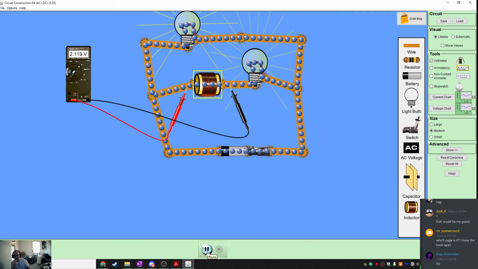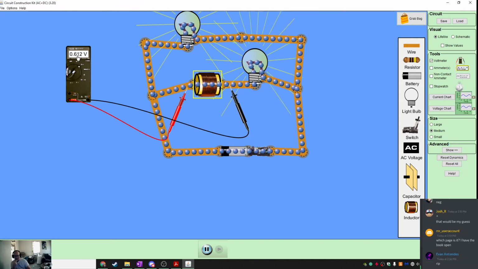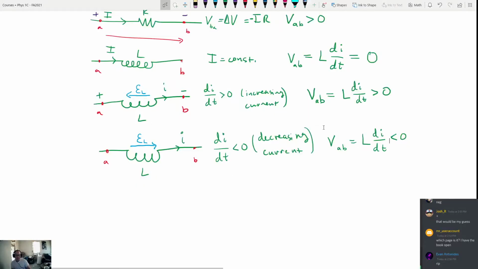The claim is that if we made the current decrease through this element, which we do by opening this, that it should now reverse polarity. Right? Isn't that what this is saying? That now the potential of point A relative to point B should be negative? That this is now going to be the negative side and the other side is the positive side? Okay, let's see if that's true.